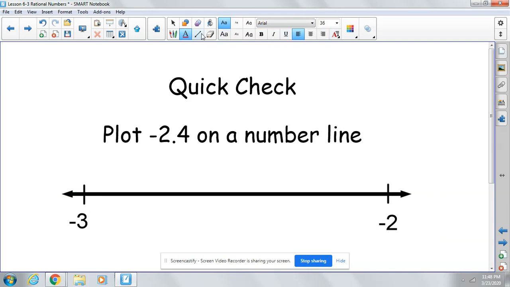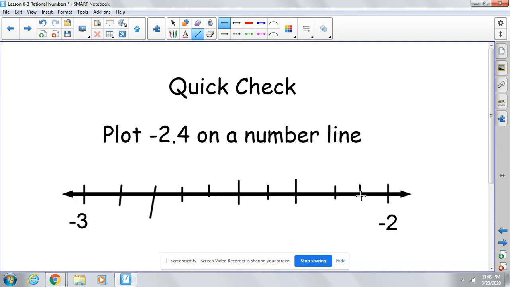We like to write our decimals in tenths, so I'm going to put my tenths here. And we're going to start at negative 2, which would be negative 2.0. This would be negative 2.1, negative 2.2, negative 2.3, negative 2.4. I'm going to put my point there. That's where negative 2.4 should be on a number line.